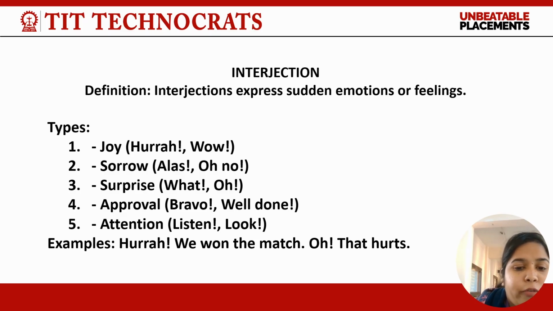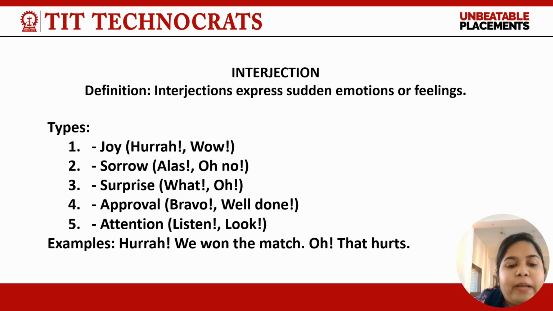The first type of interjection is joy. Whenever we are happy, we use these words as a joy: Hurrah! Wow! This shows a sudden expression or emotion or a feeling of joy. Whereas for sorrow: alas, oh no. These words give a sudden expression that something is not good. The third type is surprise. When we get surprised or amazed by something, we say, what? Oh, in excitement or surprise.